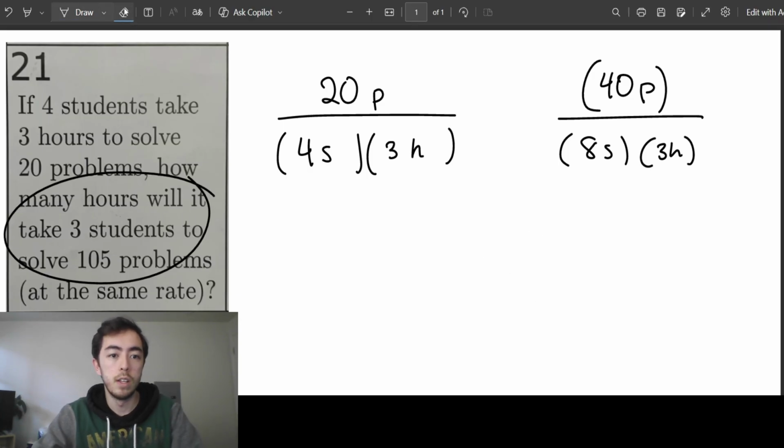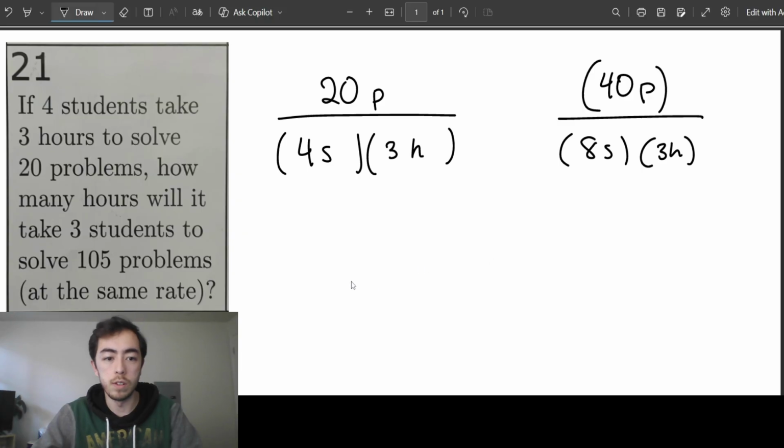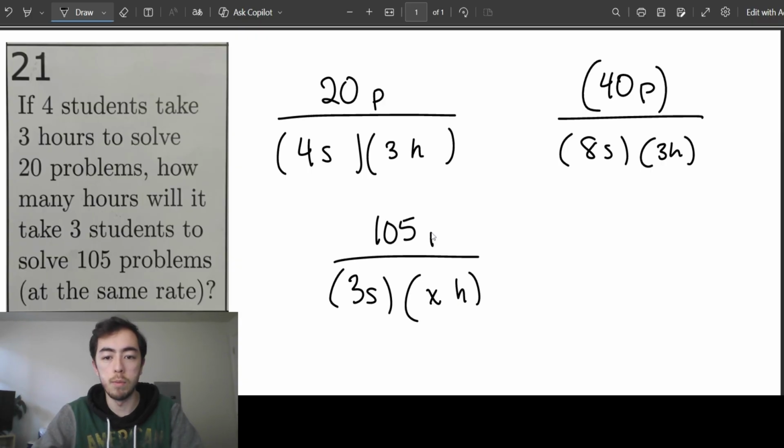So anyways, let's actually try solving the problem by inserting some of the numbers from down here. Looks like we only have 3 students now. We don't know how many hours it's going to take, so I'll just do X hours. And then now we have 105 problems up top.